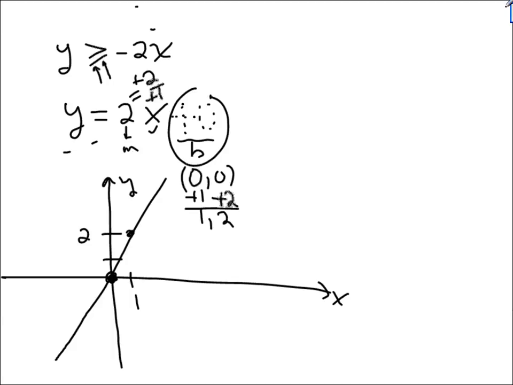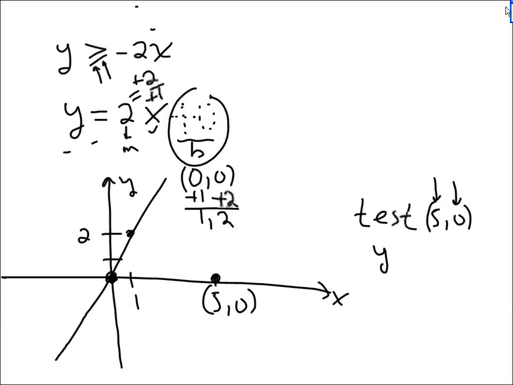So we need to test another point. You can say 5, 0 right here. Let's test 5, 0. X is 5, y is 0. So I want to write y is greater than or equal to negative 2x, but I want to use those values.